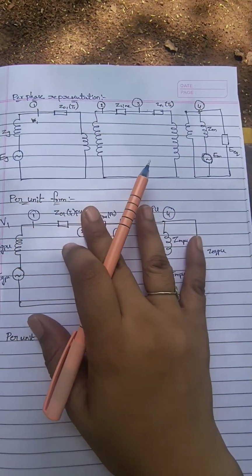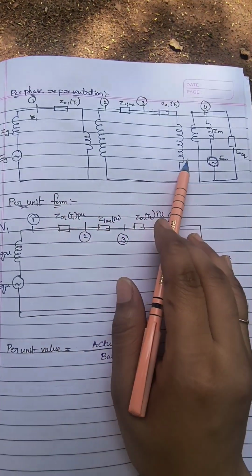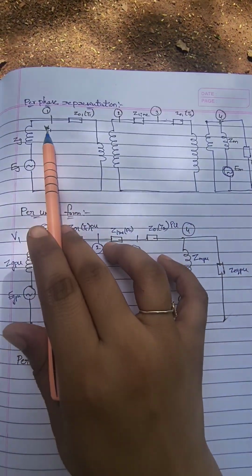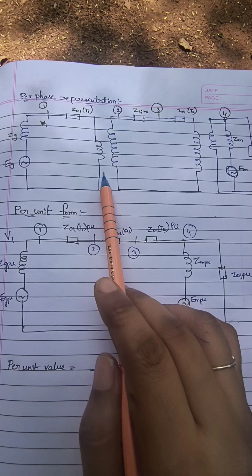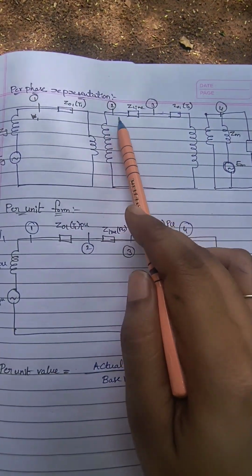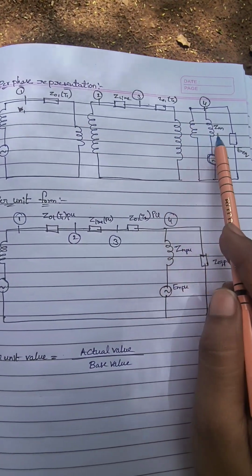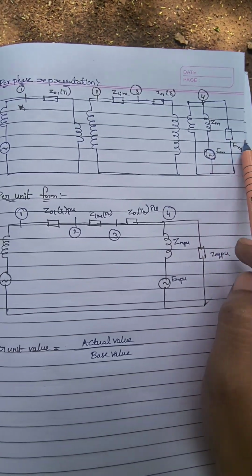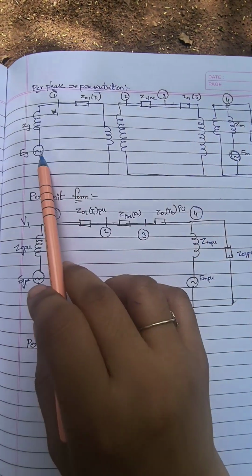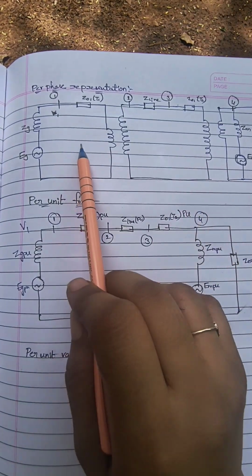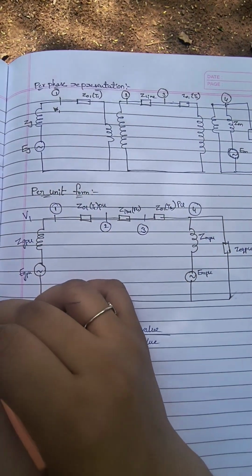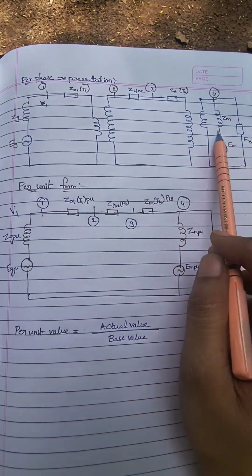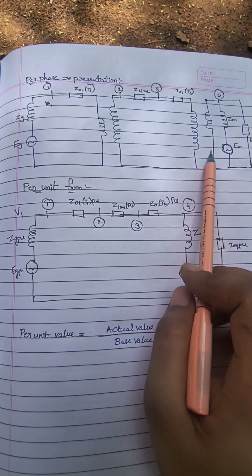We see the per phase representation of the overall power system. This is the generator and this is transformer 1. This is the line. This is transformer 2. This is the synchronous motor and this is the induction motor. Same as we saw these elements separately, and now with the combined circuit.